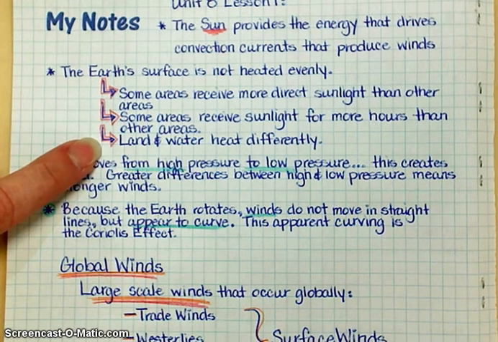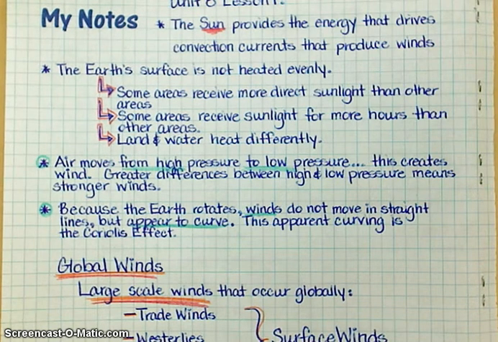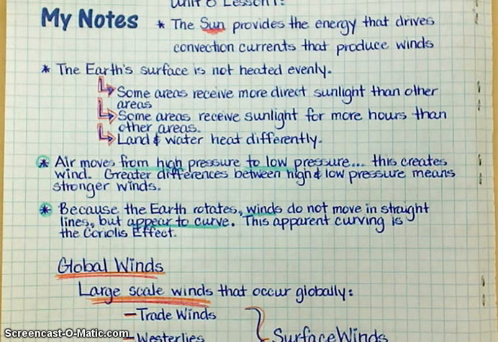But also, you need to recognize that the Earth is not evenly heated because land and water do not heat up the same way. So land and water heat differently. Okay, so we get different temperatures around the globe because not everything is absorbing heat evenly. And when we have different temperatures, we're going to have some areas with warm, less dense air, other areas with cooler, more dense air, okay? Air that's more dense typically has higher pressure. Air that's less dense has lower pressure.